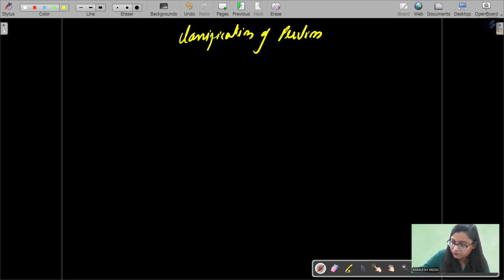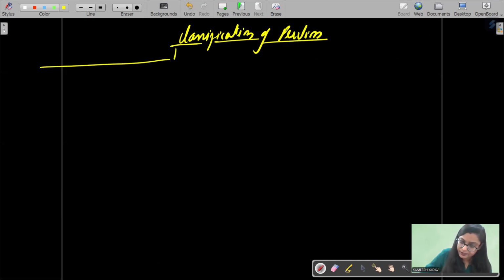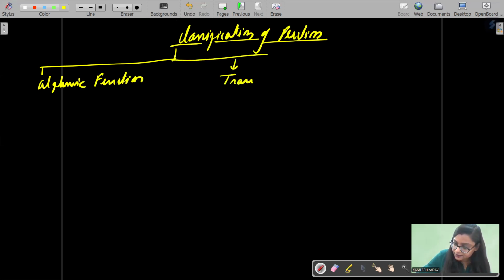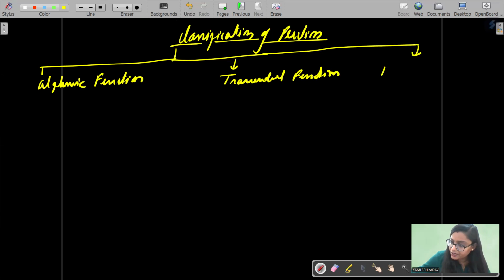Okay, now we can see the classification of function one by one. In classification of function, there are three types. First is algebraic function. Second one is transcendental function. And the third one is piecewise function.